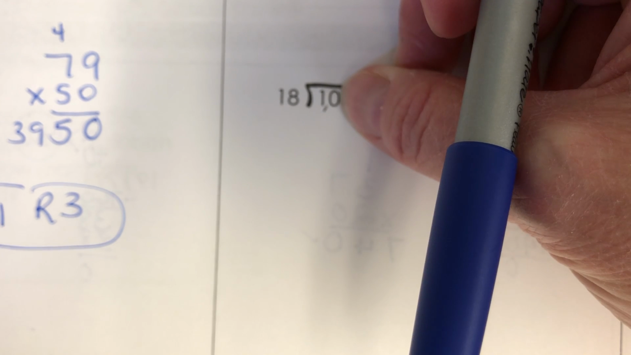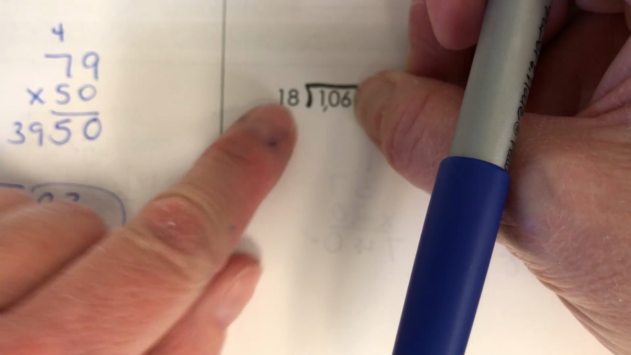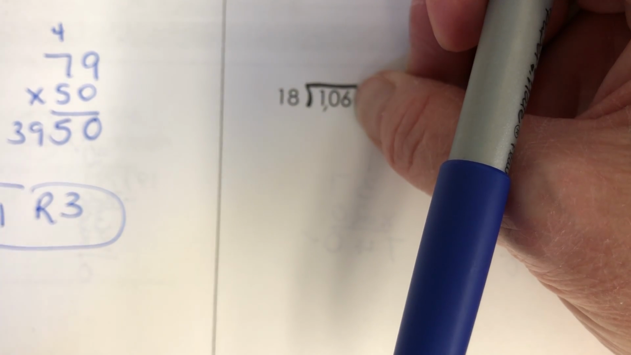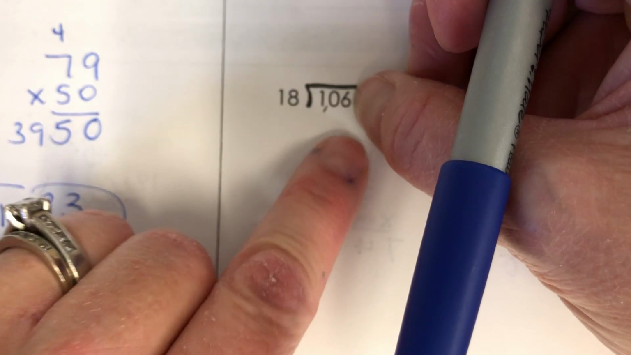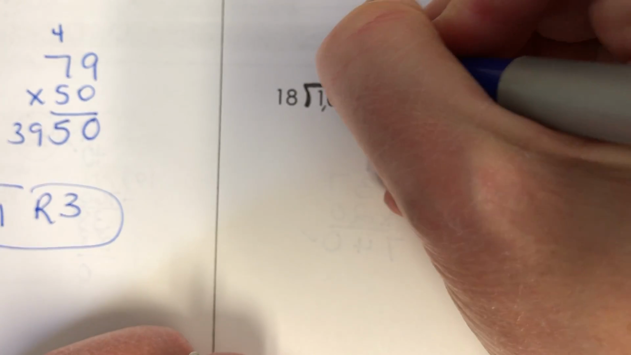18 won't go into 1. It won't go into 10. It will go into 106, right? So guess what number I'm going to use instead of 18? 20. How many 20s would fit into about 100? 20, 40, 60, 80, 100. 5, right? So I'm going to try 5.